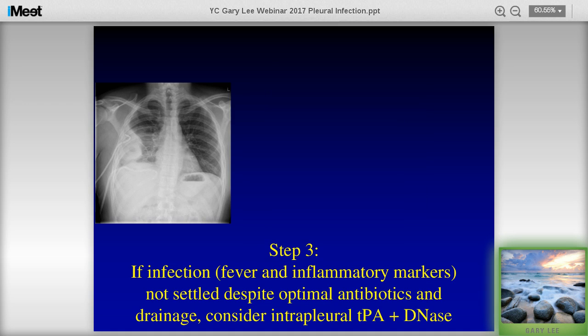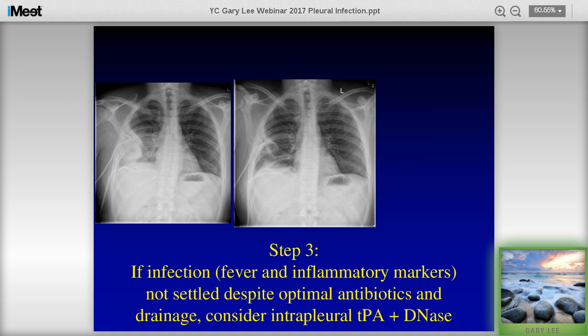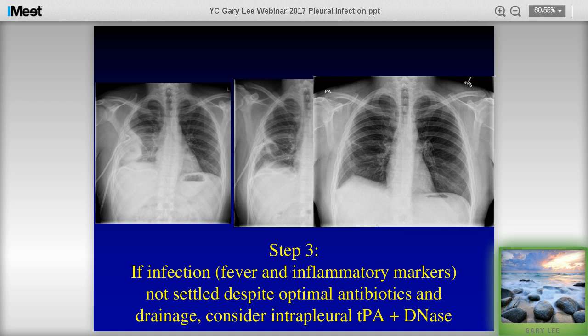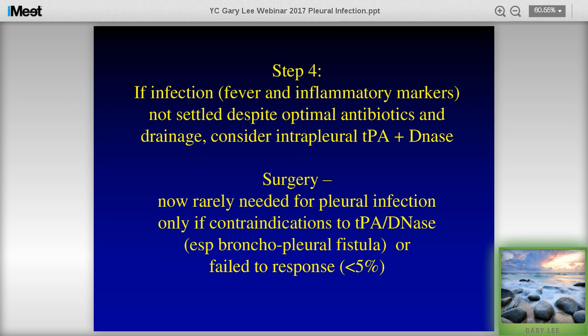If the infection symptoms and signs, which is the fever and the inflammatory markers, did not settle despite optimal antibiotics and optimal drainage, then TPA DNase would be very useful. So after 3 days worth of TPA DNase, very good clearance, and this is at 1 month post-discharge.